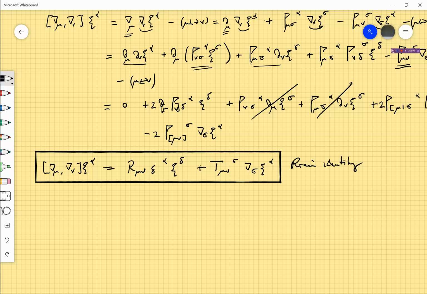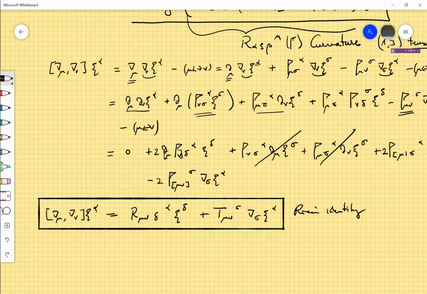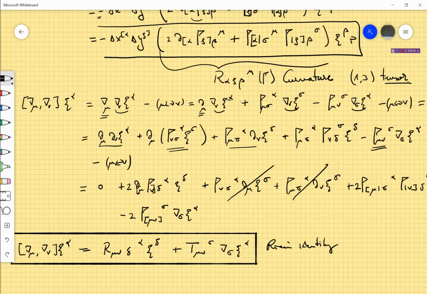Okay, now we look at this expression and we see that the left-hand side of the equation is a tensor. Its covariant derivative is acting on a tensor. The second term in the right-hand side is a tensor. We proved that T was a tensor. The covariant derivative of psi alpha is a tensor. And then the first term is a tensor, which is psi delta. Then R mu nu delta alpha must be a tensor. So this proves that the curvature is a tensor, as we said.